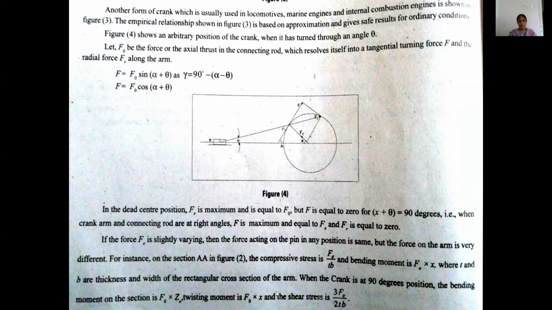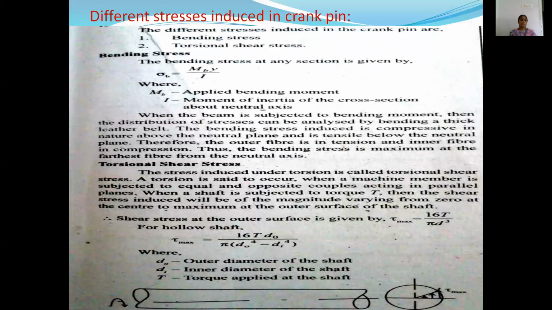For instance, on the section AA, consider the compressive stress and the bending moment at different positions of the rectangular cross section of the arm. When the crank is at the 90 degrees position, the bending moment of the section is F naught into Z, the twisting moment is F naught into X, and the shear stress is also formed. Okay, next topic: different stresses induced in the crank pin. The different stresses induced in the crank pin are the bending stress and also the torsional shear stress.